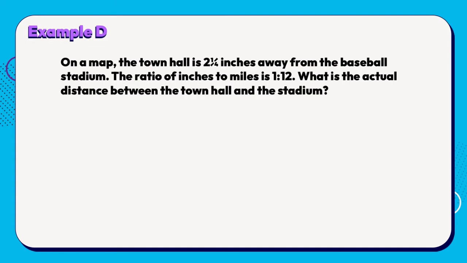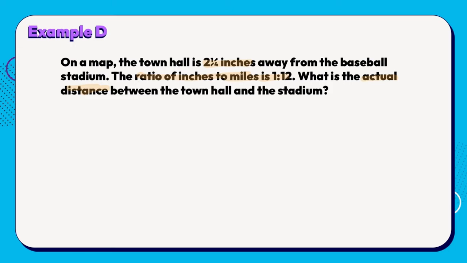Here we are at example D, and it says on the map, the town hall is 2¼ inches away from the baseball stadium. The ratio of inches to miles is 1 to 12. What is the actual distance between the town hall and the stadium? So the first thing I got to do is go through and find the important information. So I know that 2¼ inches is important. The ratio of inches to miles is 1 to 12, and we're looking for the actual distance.